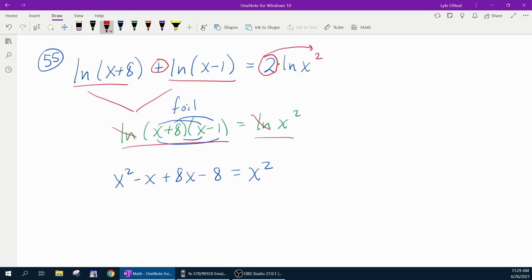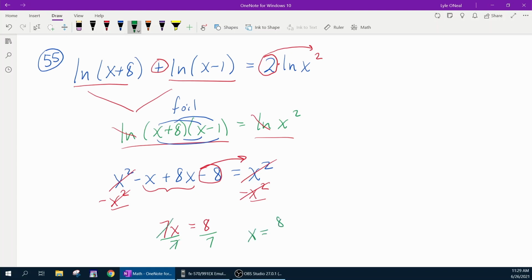Now, if I subtract x squared from both sides, those are going to cancel, and that's actually fantastic because now I don't have a quadratic. Now I just have a linear equation. It's going to be much easier to solve. Combine like terms, we're going to get 7x equals, moving the negative 8 over makes it 8. And if we divide by 7, we're done. X is 8/7. Another improper fraction. Fantastic. And remember again, you can plug that back in and check it if you want to.